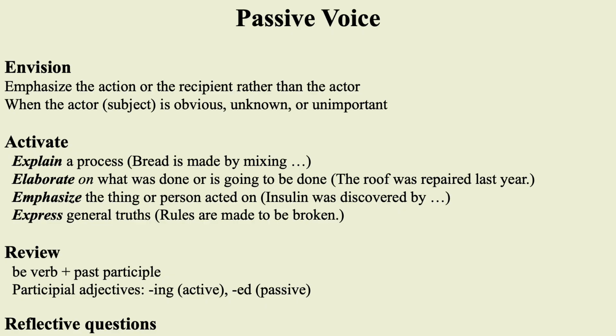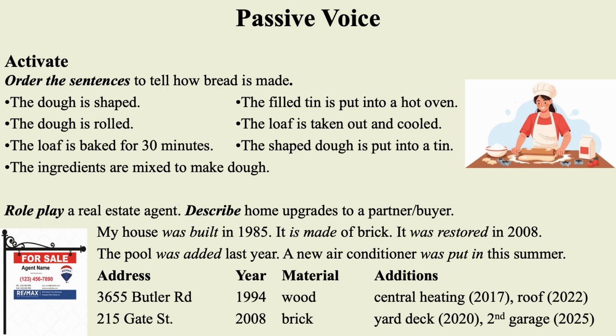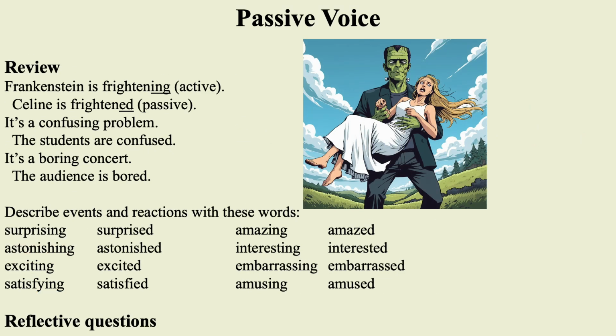Activating the passive voice can involve the past, present, or future. The first activity here engages learners in usage of the present tense passive voice, explaining how something is done. The second one offers an opportunity to use past tense passive with reports on what was done. Learners of English frequently confuse active and passive adjectives. This review exercise highlights the contrast between them.